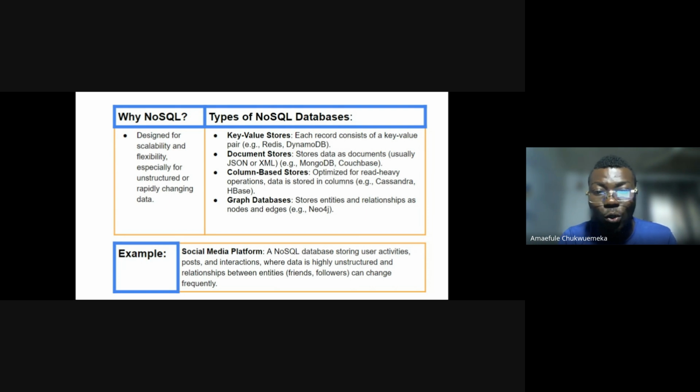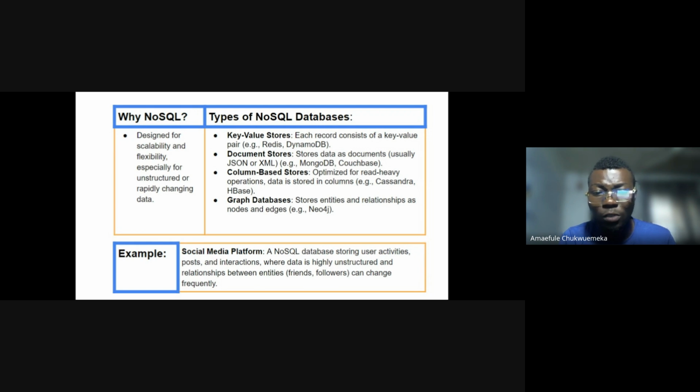Now, some of the data that can be stored using a NoSQL database, like a key-value database, of course, will be DynamoDB. Then we have Redis. But if the data is a document, usually a JSON file or an XML file, then MongoDB is your guy, or Couchbase. But if the data is column-based, you want to optimize the heaviness of that operational data, and you also want to create a structure for that heavy data. Then of course Cassandra is your guy.